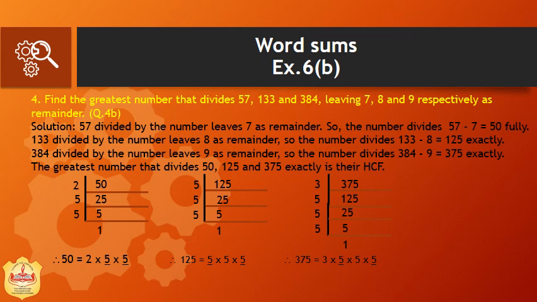So what is the common factor in all these three numbers? It is 5 multiplied by 5. Therefore, the HCF of 50, 125 and 375 is 5 multiplied by 5, which is equal to 25. So we can say the required number is 25. I hope you have understood this solution.